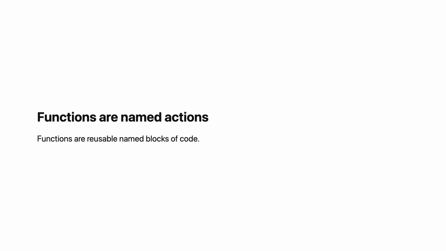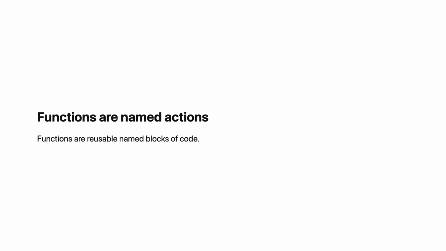In Kotlin, you declare a function with the fun keyword. fun followed by the name. Parentheses with parameters, optional return type, and a body. A simple function: fun greet(), opening brace, println("Hello"), closing brace. This function takes no input and produces no output.